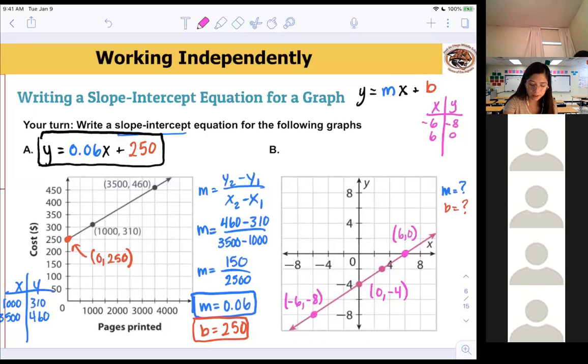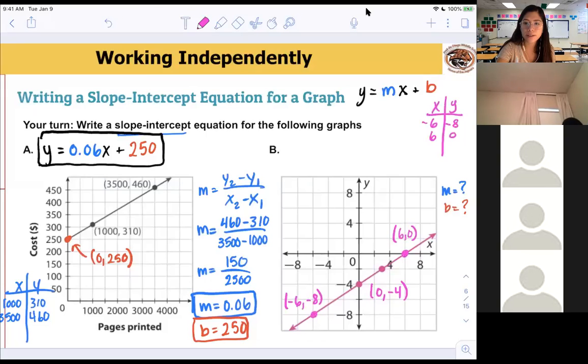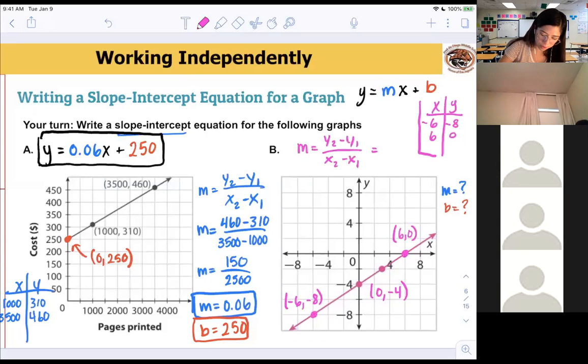In problem B, nobody wants me to do rise over run? You all want me to do the formula instead? Yeah, the formula. Okay, we got a class full of mathematicians here. No one's visual. So I'm going to use the formula. My formula is m equals y2 minus y1 over x2 minus x1. These are the points that I chose to use. I could choose any 2 points, but I decided on these.